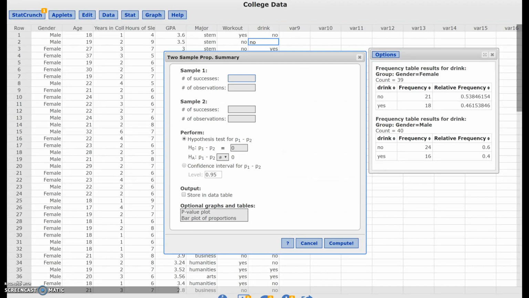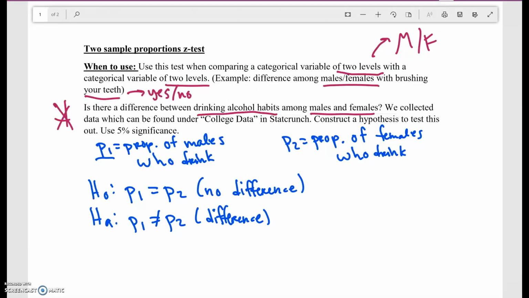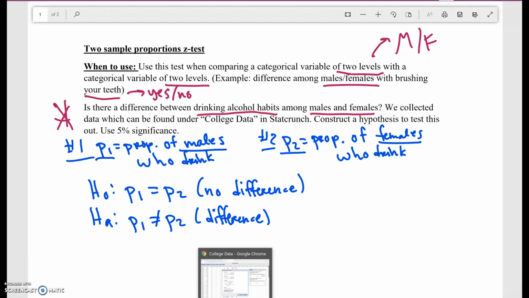So here, sample number 1. I let P1 be males, and I let P2 be females. So I'm going to say sample number 1 is going to be the one with males. Sample number 2 is going to be the one with females. So you have to keep track of that.